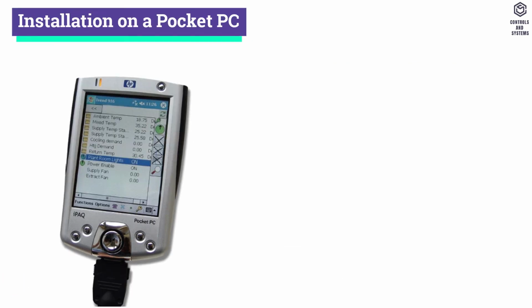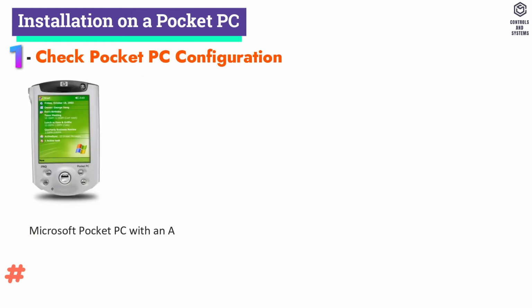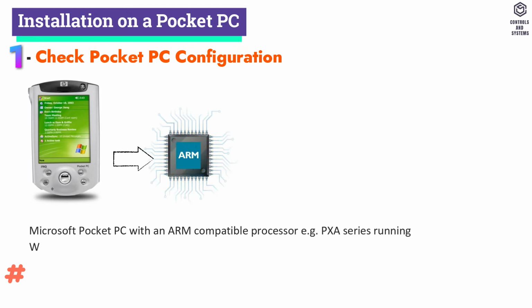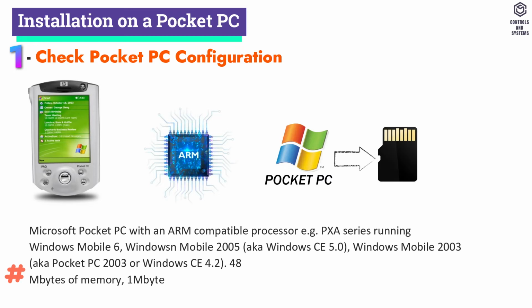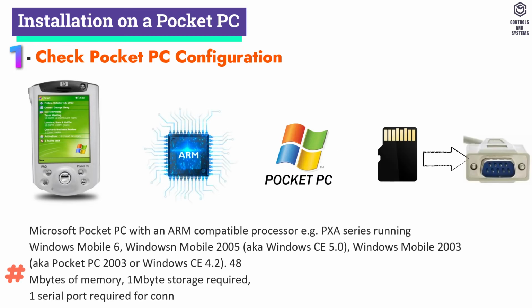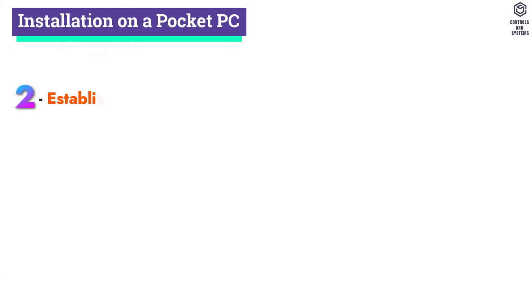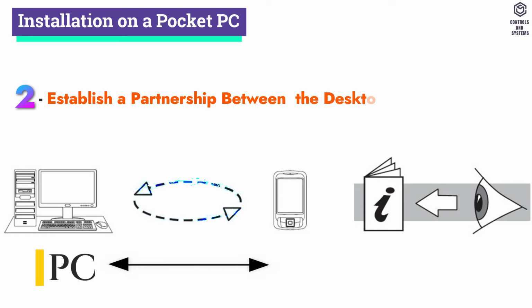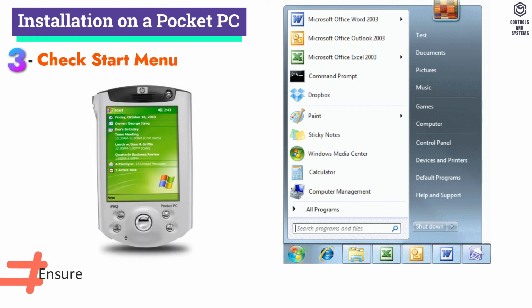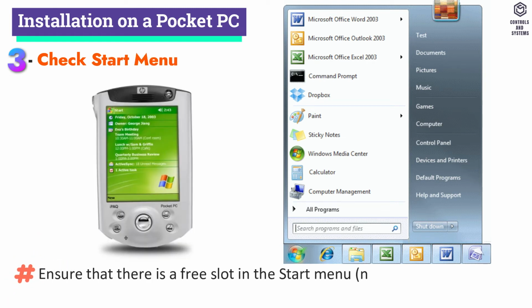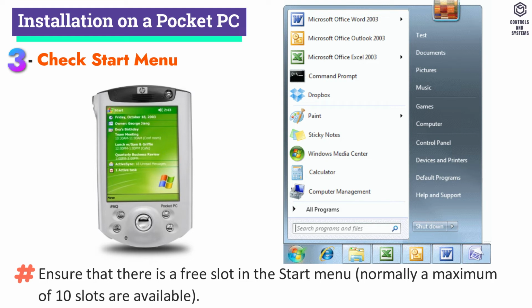Installation on a Pocket PC. Step 1. Check Pocket PC configuration. Microsoft Pocket PC with an ARM-compatible processor, for example PXA series running Windows Mobile 6, Windows Mobile 2005 and 2003. 1 MB storage required, 1 serial port required for connection to IQ network devices. Step 2. Establish a partnership between the desktop PC and Pocket PC. Step 3. Check Start menu. Ensure that there is a free slot in the Start menu. Normally a maximum of 10 slots are available.